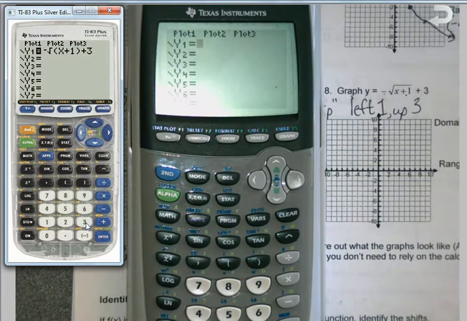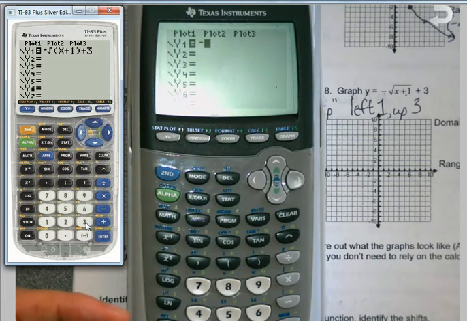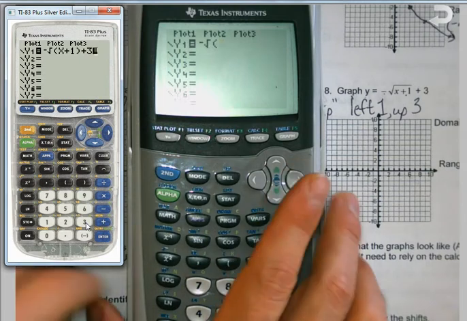Now, it's a little different on the fancy ones. If you have one of the TI-84 Plus Silvers, it looks a little different. The negative will still be the same. But then once I bring up, oh, now this one's going to do that. What the heck? I got to switch up again.